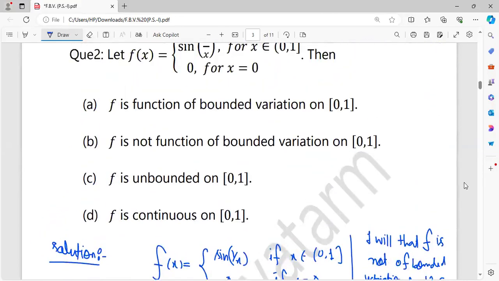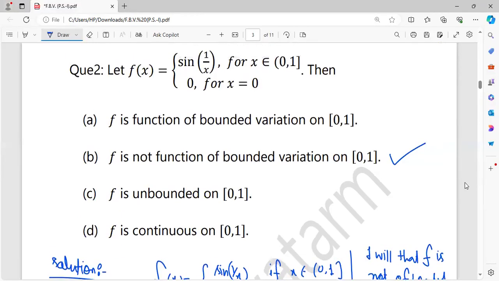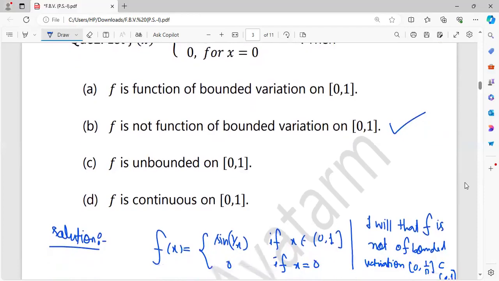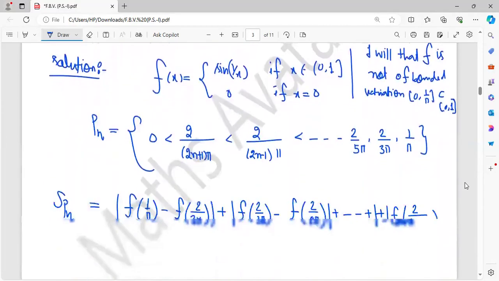So which option is correct? F is a function of bounded variation on 0, 1. It is not correct. F is not a function of bounded variation on 0, 1. It is correct. F is unbounded. No, sine functions are bounded, so it is not correct. F is continuous? F is not continuous, because in the neighborhood of 0 it oscillates. So it is not continuous. Okay, so option B is correct.